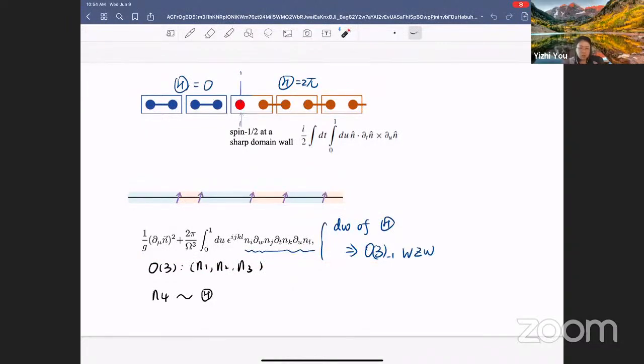The one above, I just want to say that a spin 1/2 degree of freedom can be written in terms of the O3 level one Wess-Zumino-Witten term.